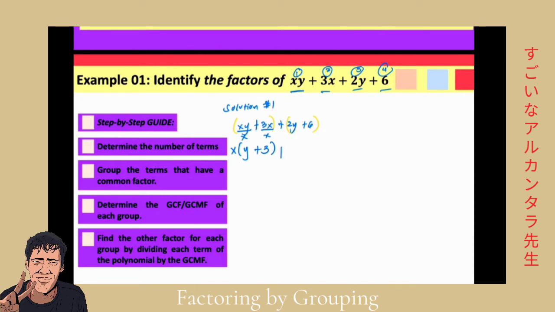Next, we go with 2y plus 6. We can already see that they don't have the same variable, but they both have a certain similarity. You have 2 as the numerical coefficient, and you have 6 as the constant. 2 and 6 have a GCF, and the GCF of those two is actually 2. So we divide both terms by 2. 2y divided by 2 is y. 6 divided by 2 is positive 3.